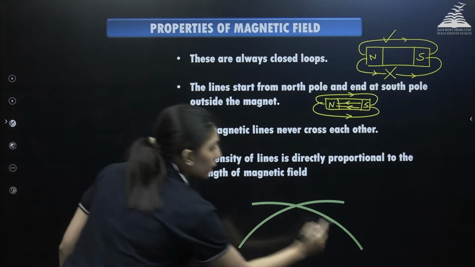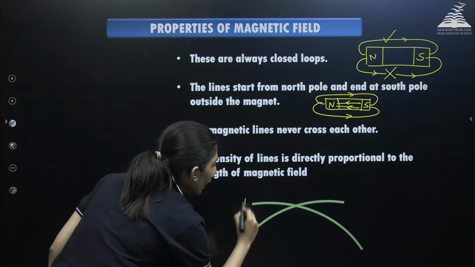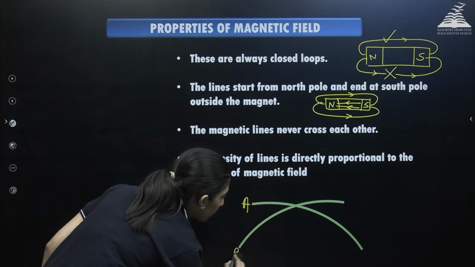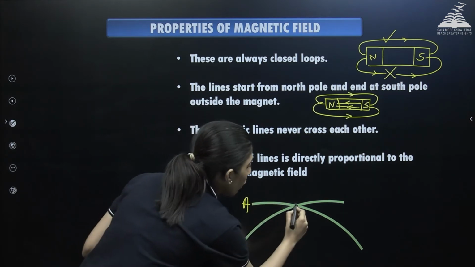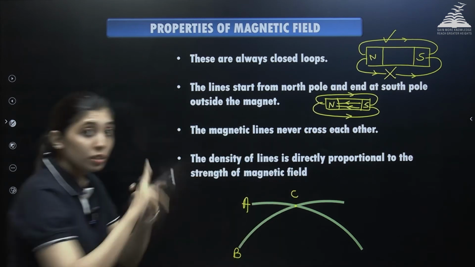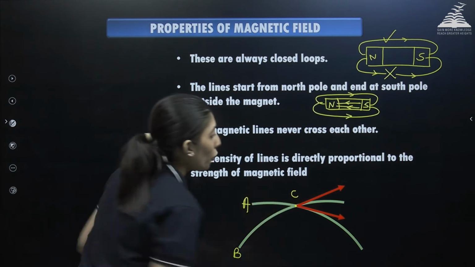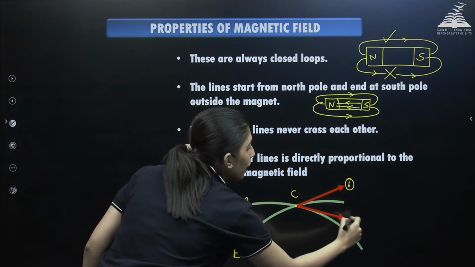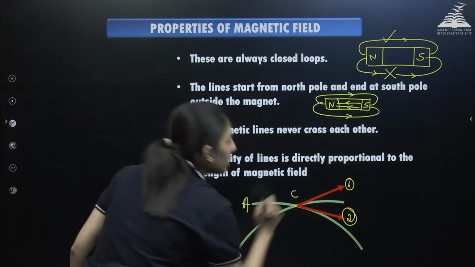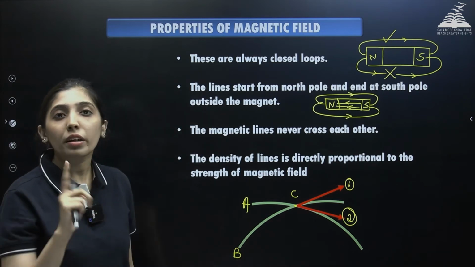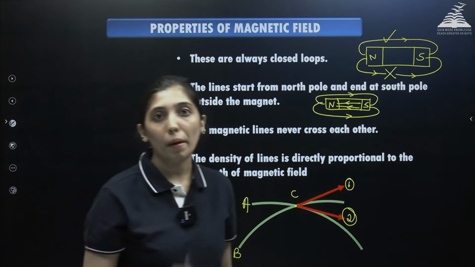These are the two magnetic field lines that I've considered, A and B. And they tend to meet at point C. That is, they are crossing each other. Now, the direction at that point is given by the tangent 1 and 2. The point C has two tangents. You can never draw two tangents at one point.